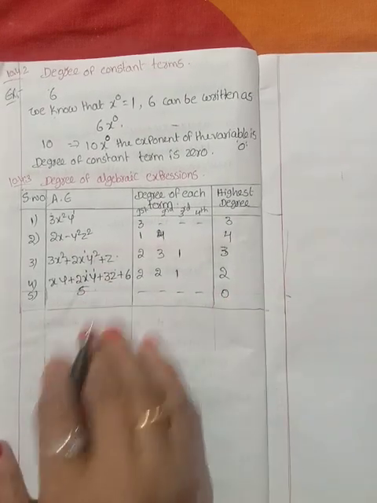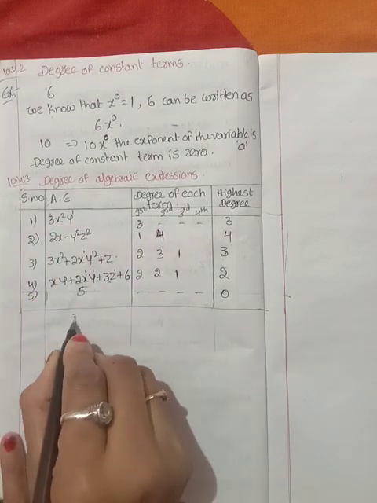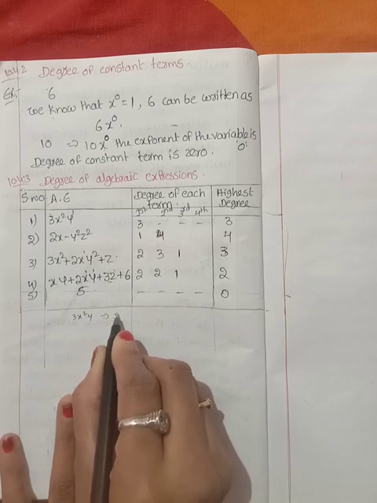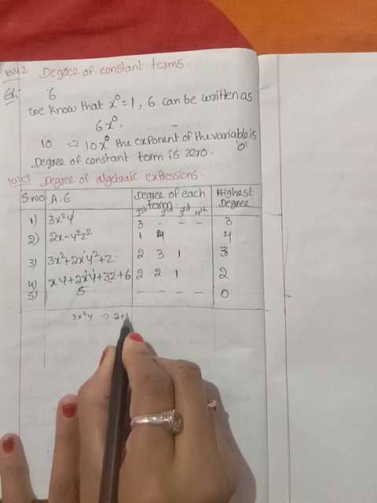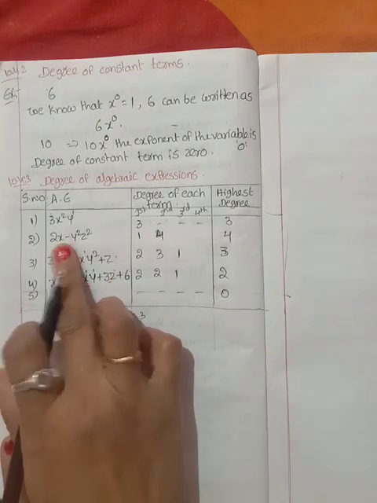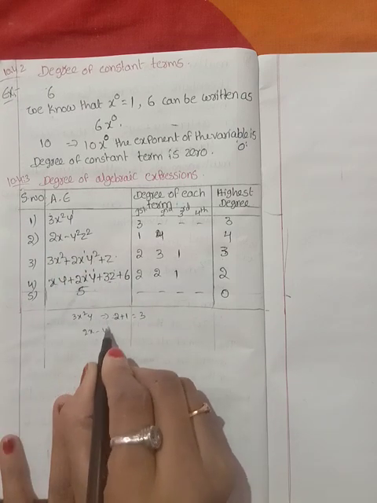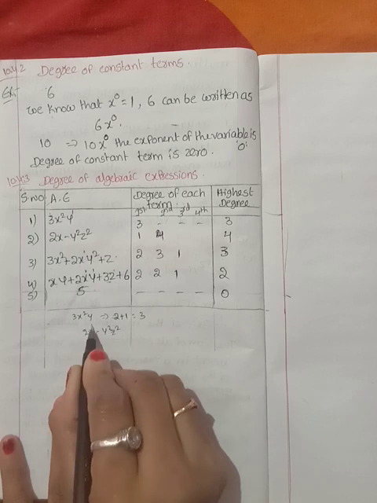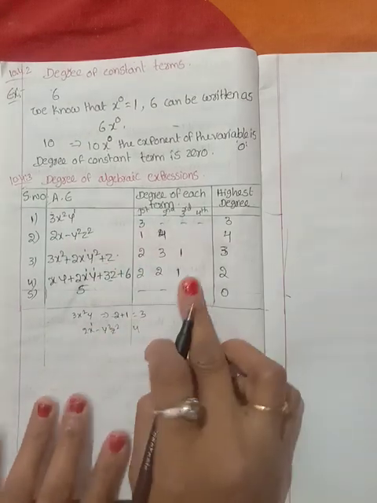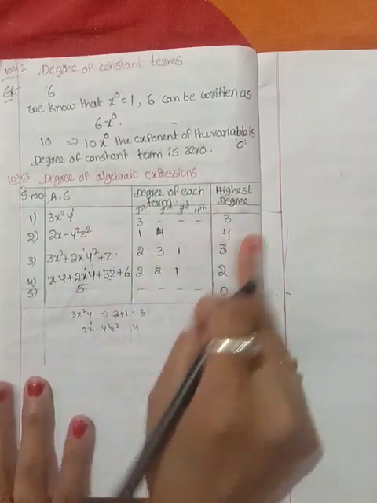Did you understand neatly? How to write it: for example, 3x square y. The exponent of x is 2 and the exponent of y is 1, so it is 3 only. That is the first term only. For a second term, for example 2x minus y square z square, the first term is 1 and the second term is 4. Can you understand how to write it? Are you clear about the degree of algebraic expressions?